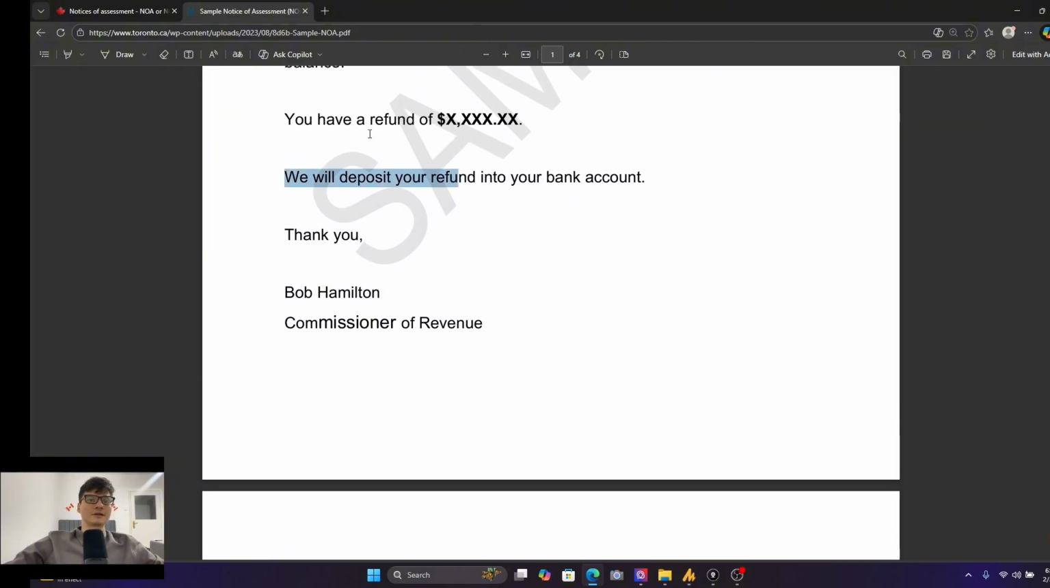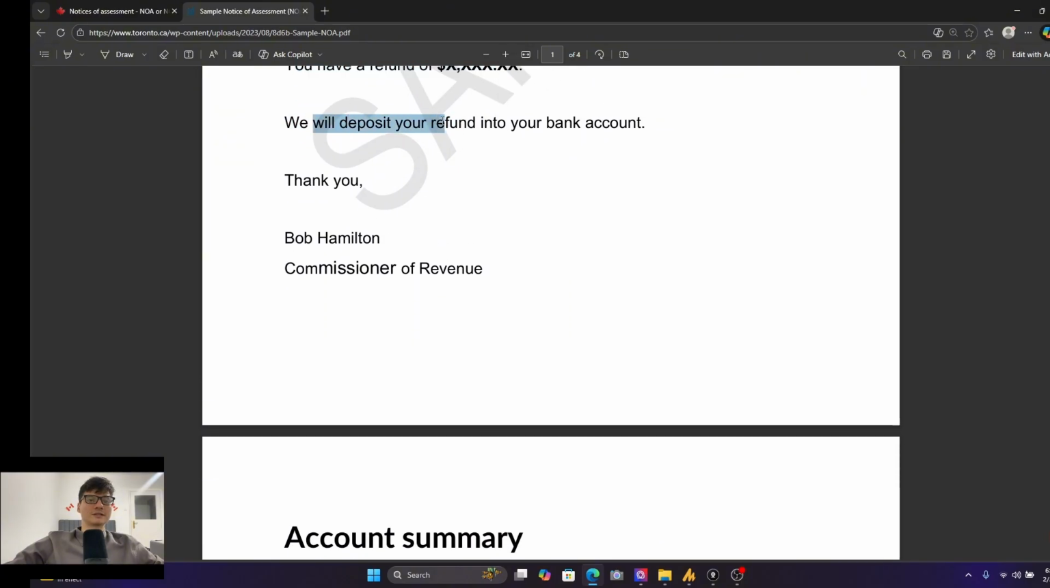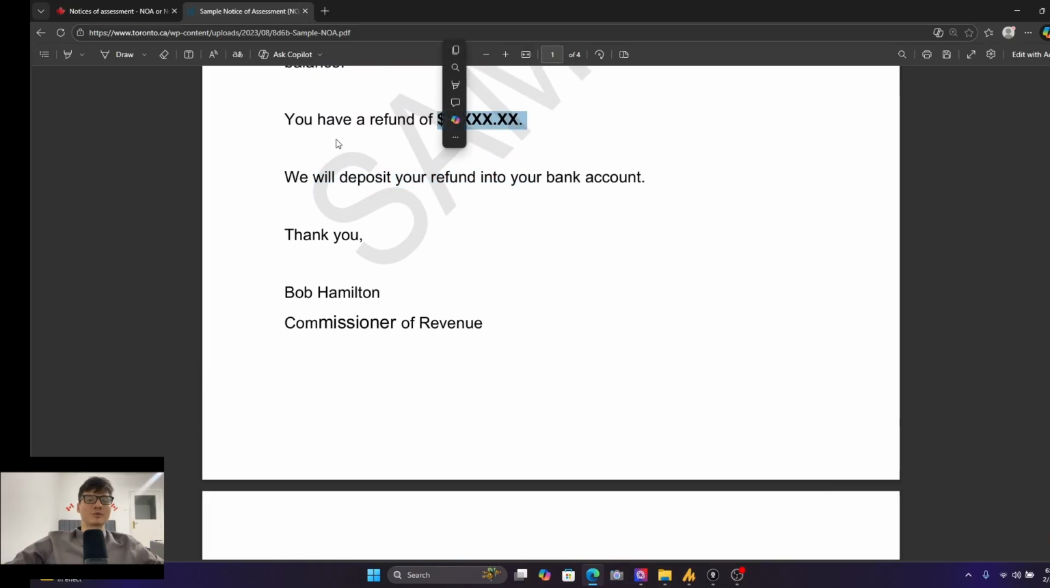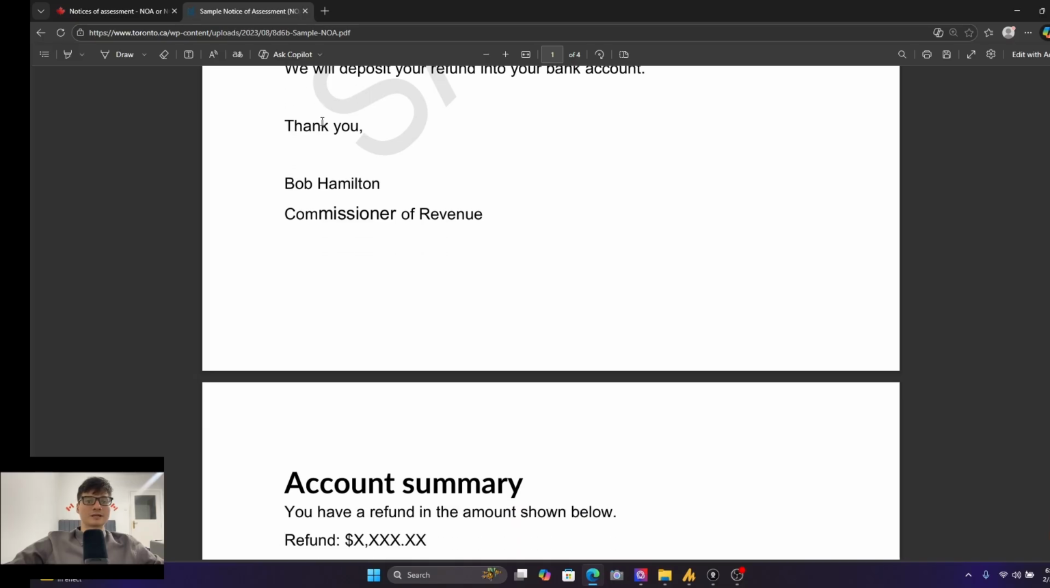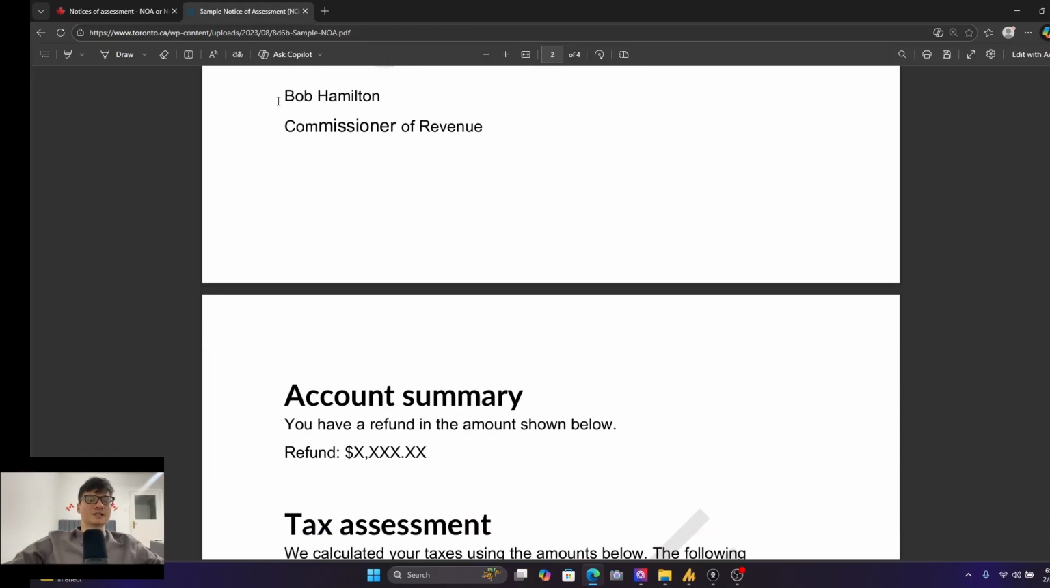Here you see if you have a refund, they say they will deposit it into your bank account. If you had an amount owing, you would actually have to pay that, and it will tell you that, and give you a way or a website link to how to pay it. On the CRA website, there are multiple methods, whether you go to the bank, or send them a cheque, mail it to them, etc.